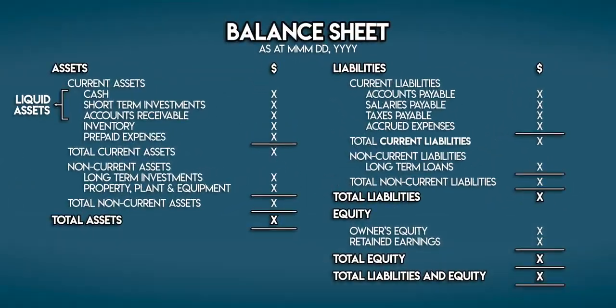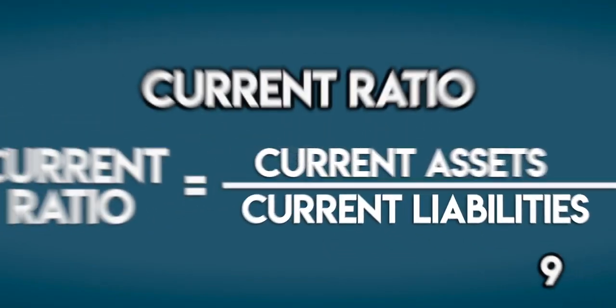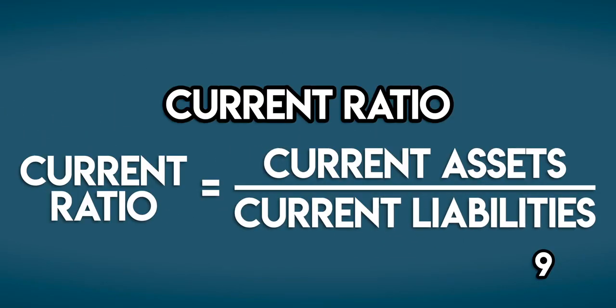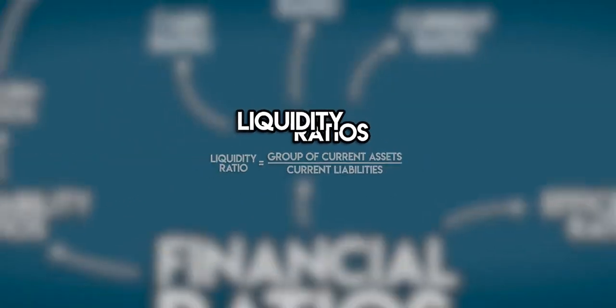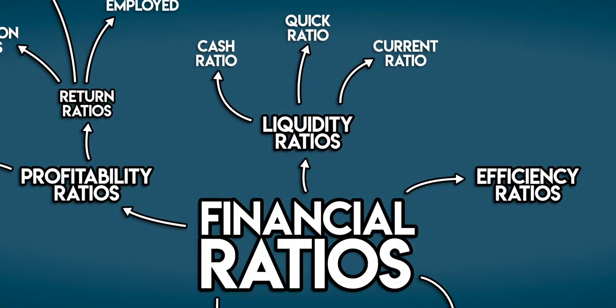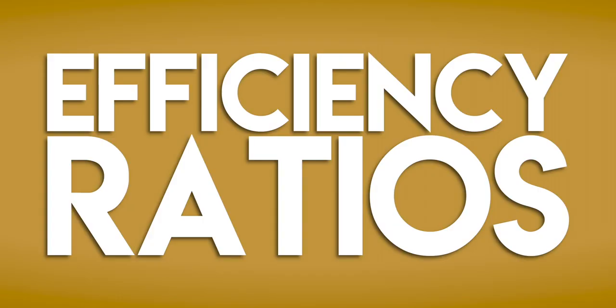But we can go a step further too. We can consider all of a business's current assets, including inventory and prepaid expenses. That gives us the current ratio, current assets divided by current liabilities. This is our 9th financial ratio and the last of our liquidity ratios. Now let's move on to efficiency ratios.